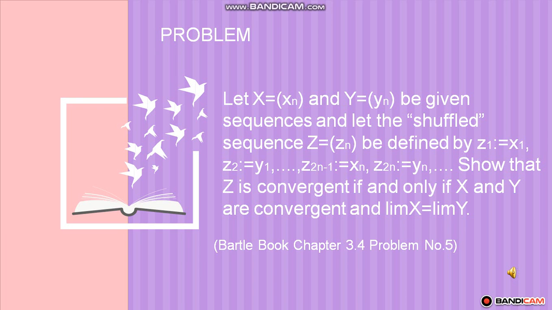I choose the problem from Bartle's book, chapter 3.4, problem number 5. The problem is: let big X equals (xn) and big Y equals (yn) be given sequences, and let the shuffled sequence big Z equals (zn) be defined by z1 equals x1, z2 equals y1, until z2n-1 equals xn, z2n equals yn, and so on. Show that big Z is convergent if and only if big X and big Y are convergent, and limit big X equals limit big Y.